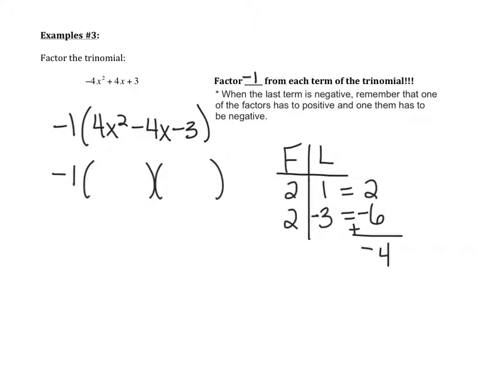I need to put the 2 in one of the first blanks so that I get the 2 times 2 to get the 4x squared. So I'm going to put 2 here, so it'll be 2x. I want to take 2 times 1. So remember, you go to the opposite parenthesis, and we want that 1 to be positive. Move on to the next term. We want to take 2 times negative 3. So that would have to go here, and then I go to the opposite parenthesis and put that minus 3 like we need. So our final answer would be negative 1 times 2x minus 3 times 2x plus 1.